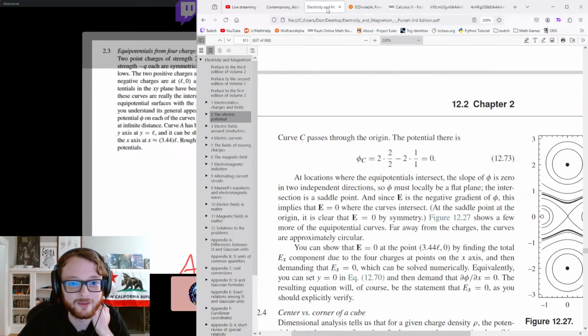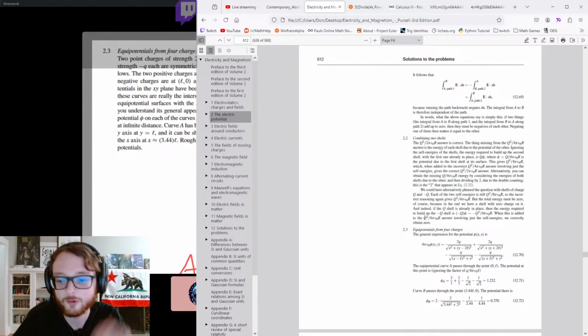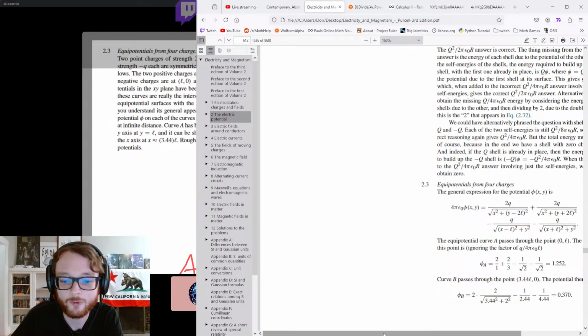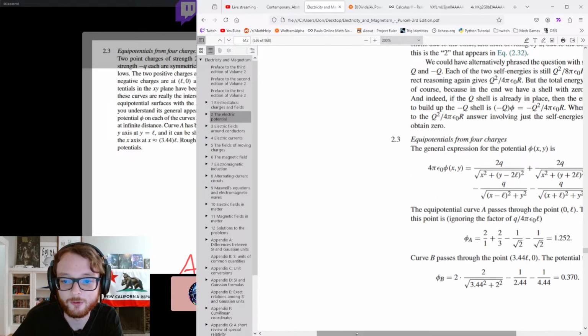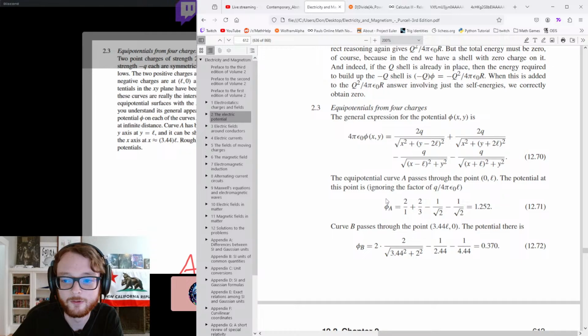What's this final thing they said? You can set y equals 0. I think the thing they got above, the general equation 12.70. Oh god. Okay, yeah, 12.70 is the general x and y point. Yeah, gotcha, okay.